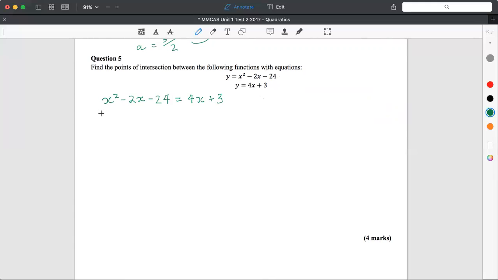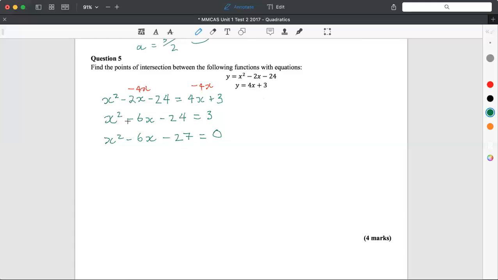All right, now we need to rearrange so that we can solve for x using some of the strategies we've used before. I'm going to subtract 4x from both sides. So I'm going to get minus 6x minus 24 equals 3. And then I'm going to subtract 3 from both sides to get the right-hand side equal to 0. So I'm going to get x squared minus 6x minus 24 minus 3 is minus 27.